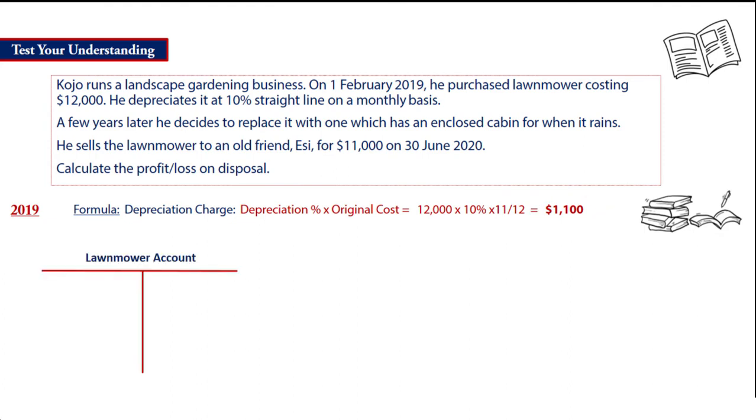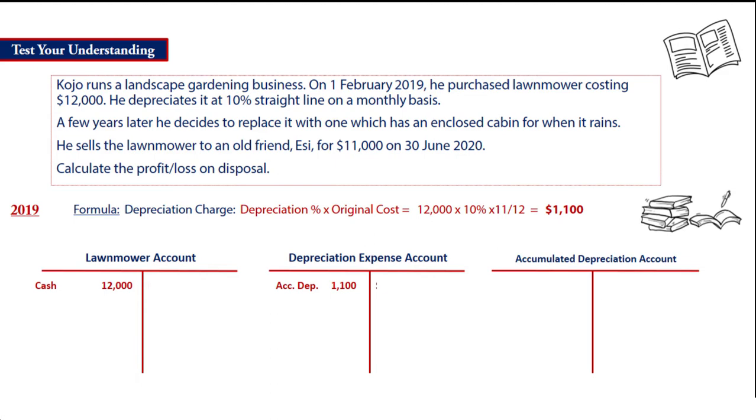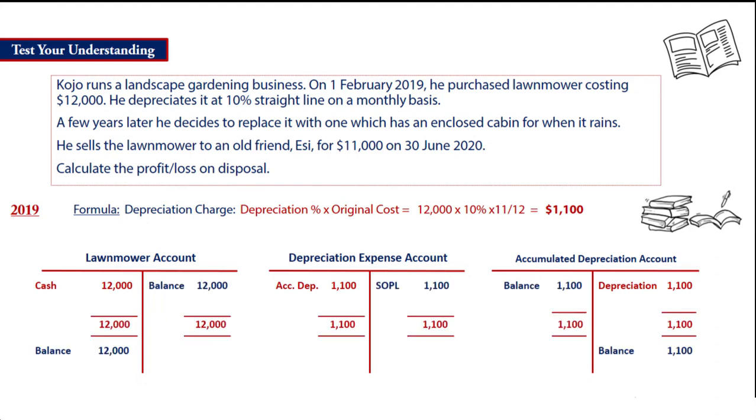So we open the lawnmower account, which is the asset account, then we debit it with cash, $12,000. If we were to open a cash account, we would have credited it, but it's of no essence here, so we won't open it. We open a depreciation expense account and debit it in the name of accumulated depreciation for the $1,100. Then we open an accumulated depreciation account and credit it in the name of depreciation for the $1,100. So we close off the accounts, as we believe you know already.